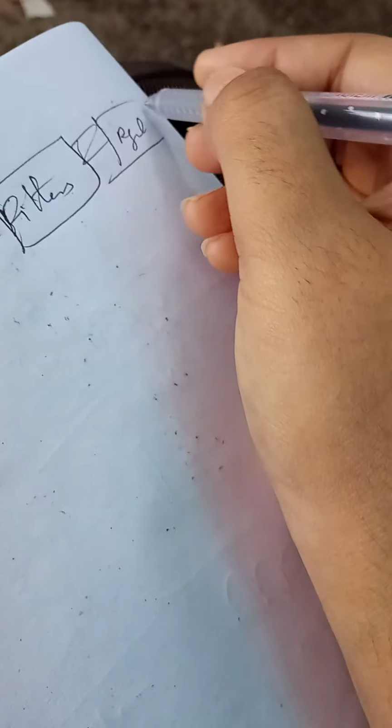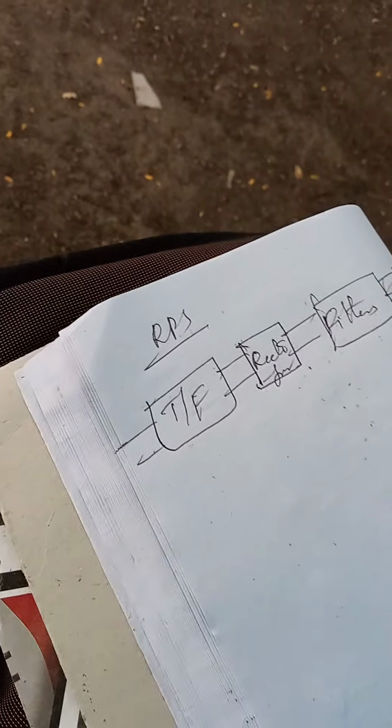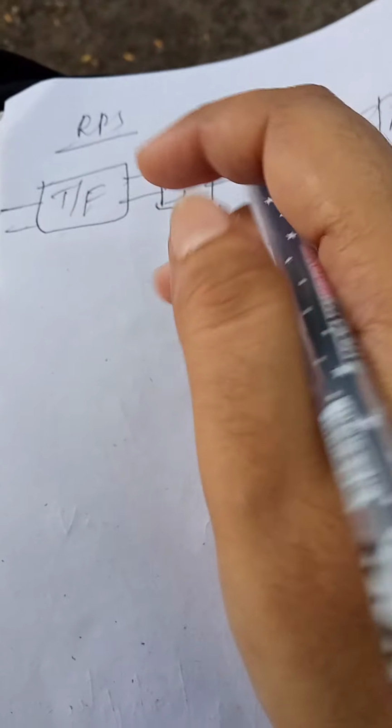So at the output of the regulator we are connecting a load. It could be a resistor or whatever it may be. At the output of the regulator we are connecting a load by means of a resistor. So coming to this, why do we need this transformer in the RPS?